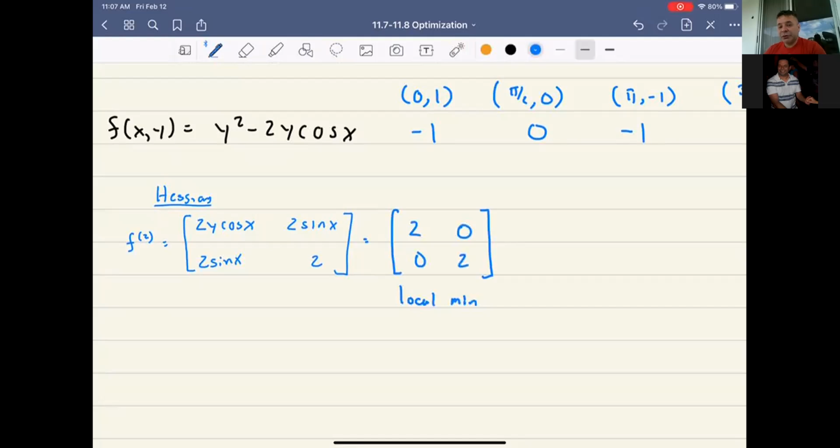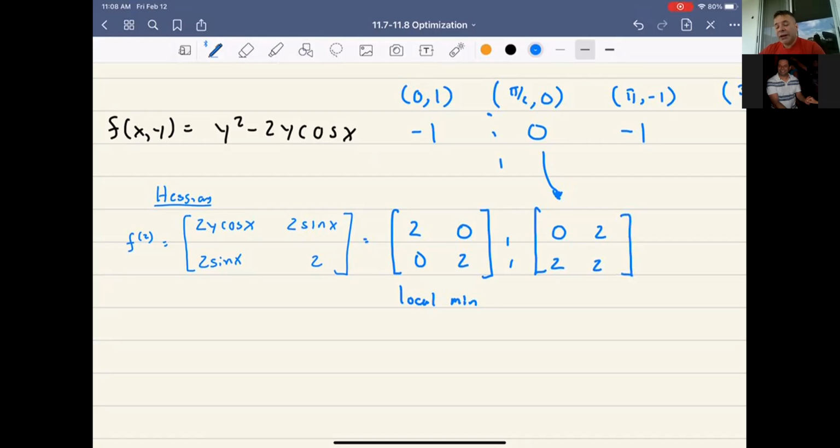Yes. Let's take a look at (pi over 2, 0). Cosine of pi over 2 is 0. Sine of pi over 2 is 1. So we're going to get 0 because y is 0. Sine of pi over 2 is, I keep on forgetting, 1. So we're going to get 2. Okay, 2, 2.